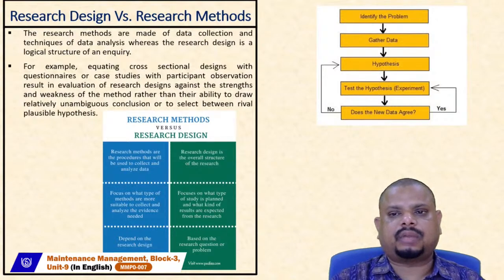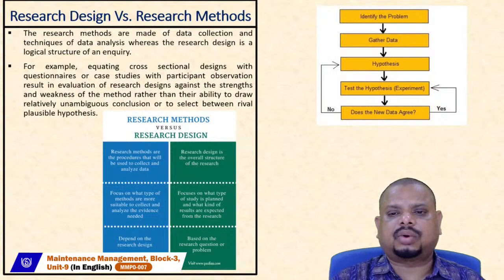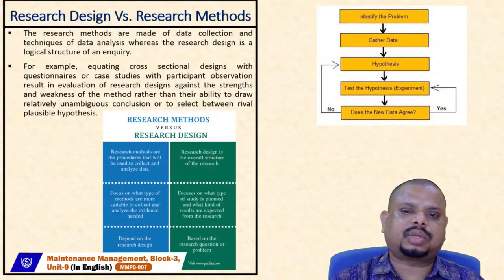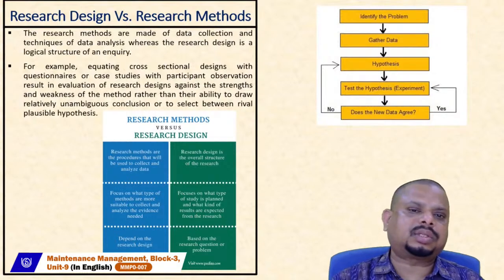First, you have to identify the problem. Next, we gather the data. The third one is the hypothesis. Then test the hypothesis or experiments. Then, does the new data agree? If yes, it goes to testing the hypothesis. If no, again you go for formulation of the hypothesis. Then proceed to the next step, which is the test of hypothesis, and if it agrees, then conclude the research.